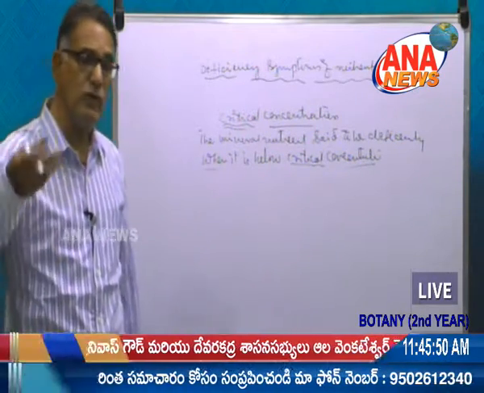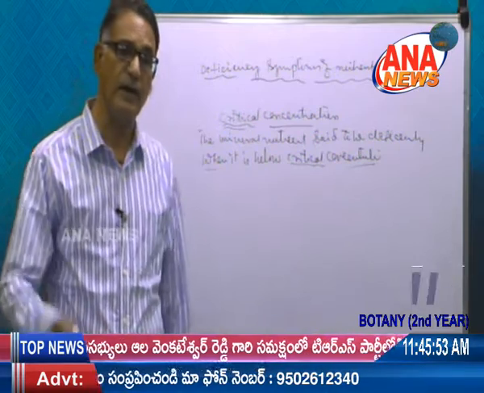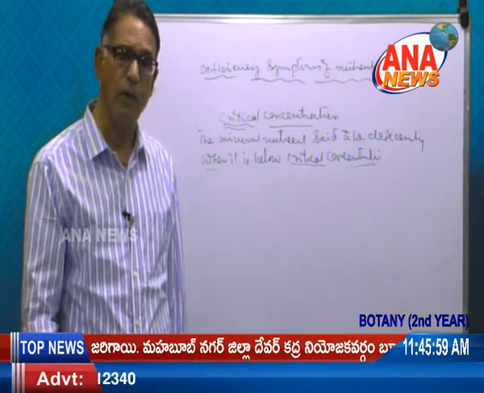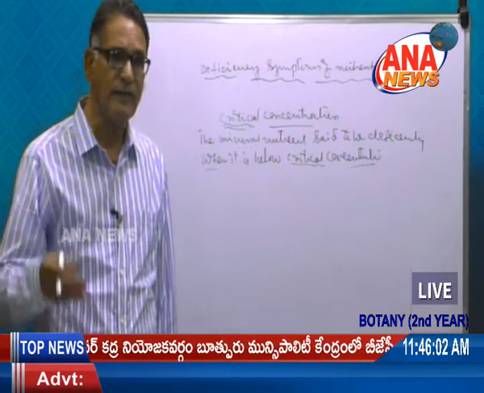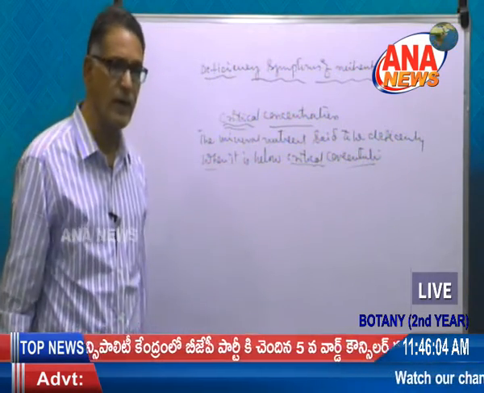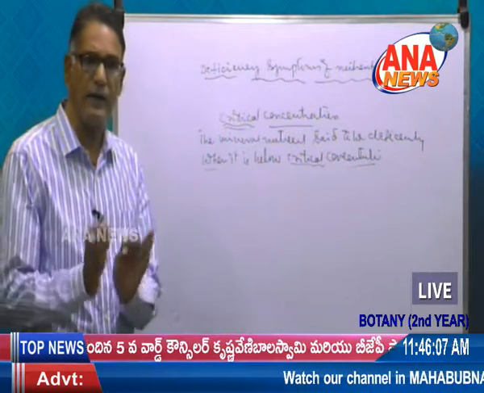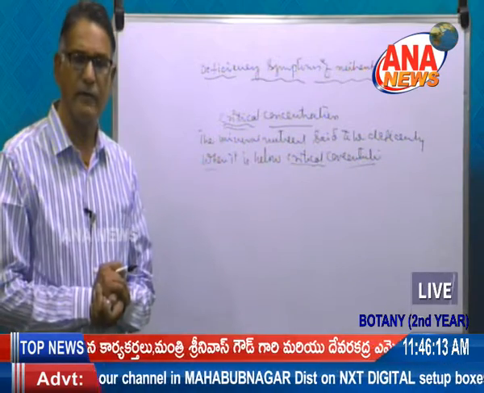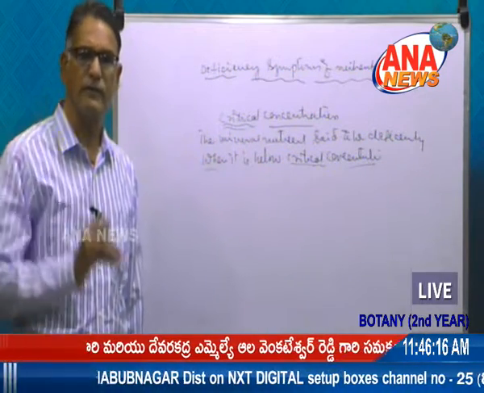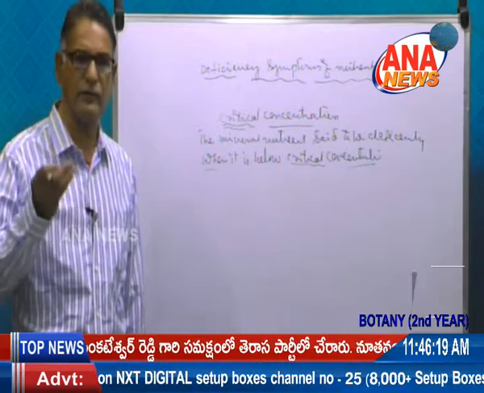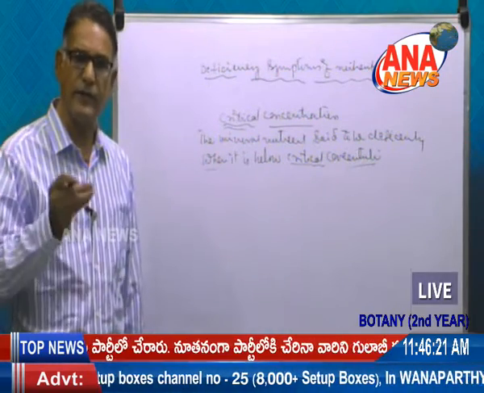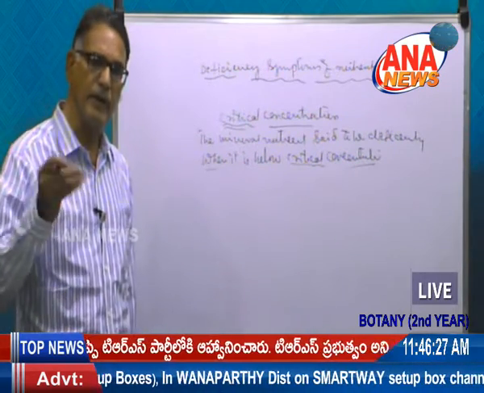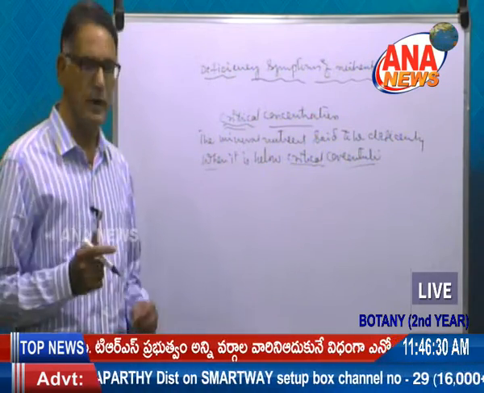For the minerals which are readily mobilized, the symptoms appear first in older leaves. For example, magnesium, phosphorus and potassium, for which deficiency symptoms first appear in older leaves rather than younger leaves, because the minerals are translocated from older parts to younger parts.